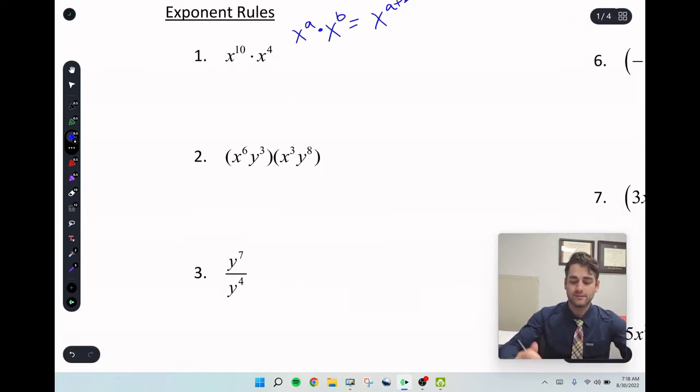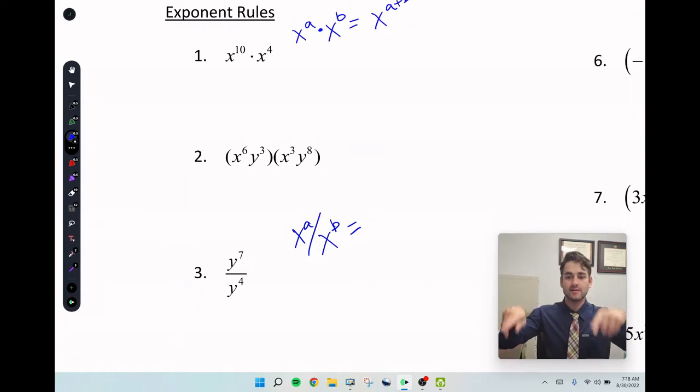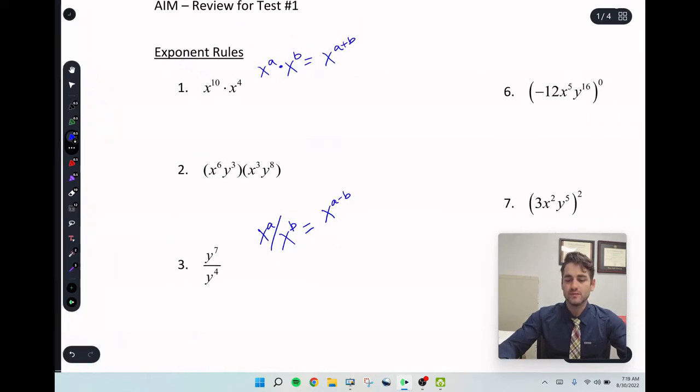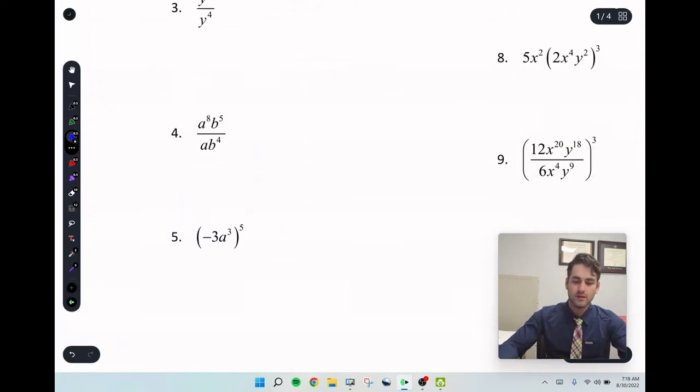So like division, it's a real similar formula. You've got x to the a divided by x to the b. And then you take the 2 exponents, and instead of adding them, it's kind of like one step simpler than division. X to the a minus b. Not too crazy. I'll let you work those.